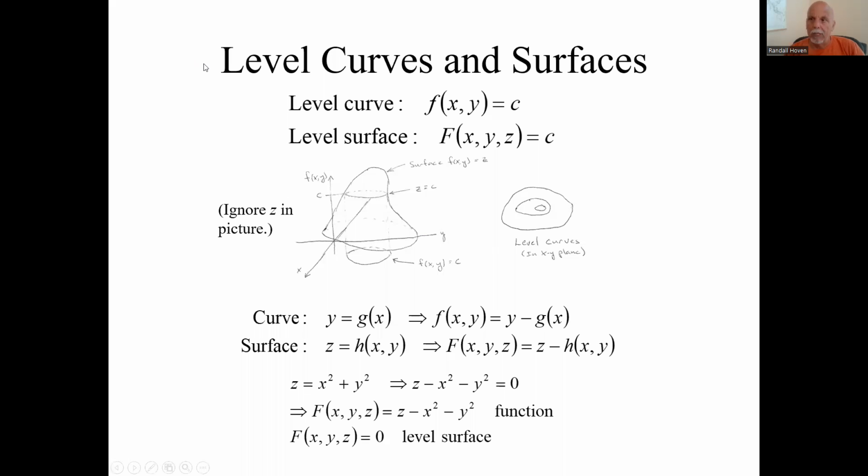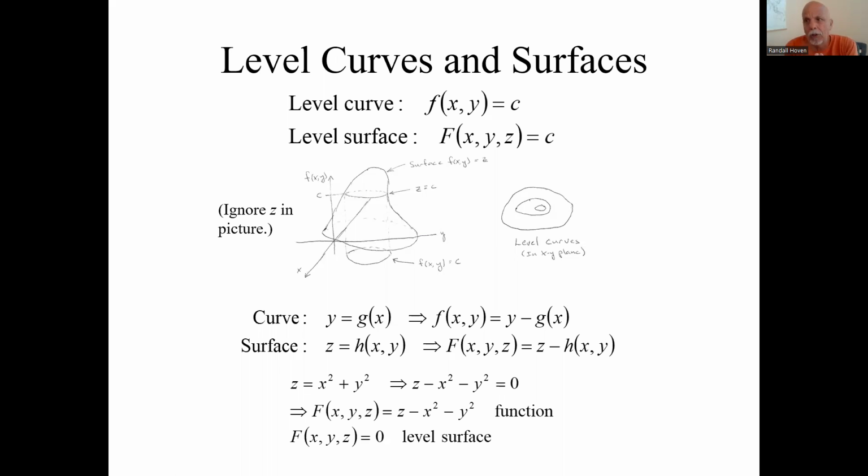Hey, we're still talking about the gradient as part of vector calculus, differential vector calculus, and we're on to the second interpretation of the gradient. The first was the direction of steepest ascent. Now we're going to talk about its interpretation as direction normal to a curve or a surface.